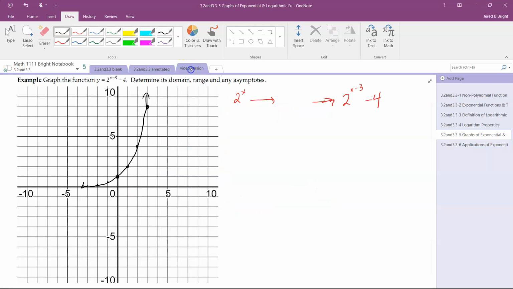Okay, so let's talk through the domain and range. Domain, that actually doesn't change. So the domain, I didn't alter x, I didn't restrict x at all, I just shifted it.